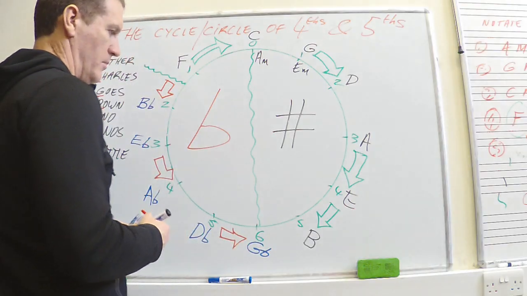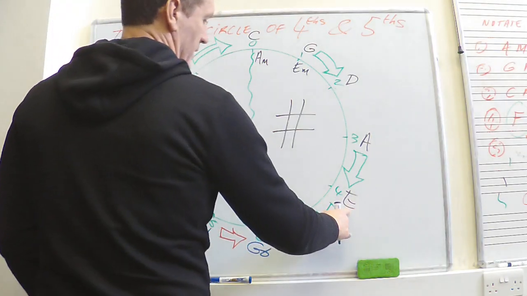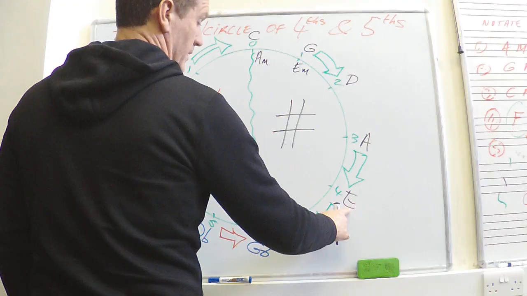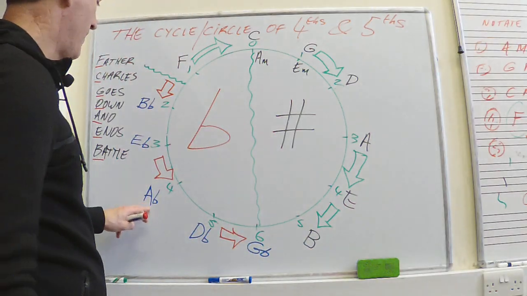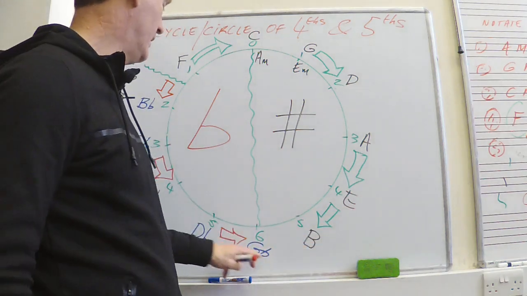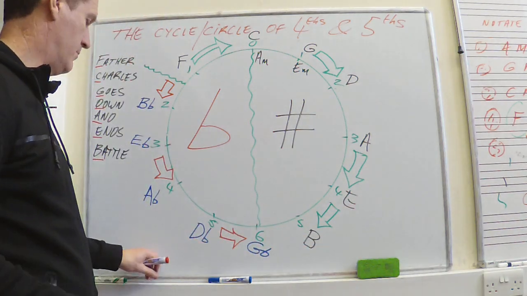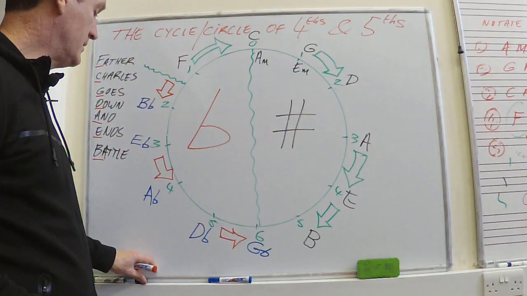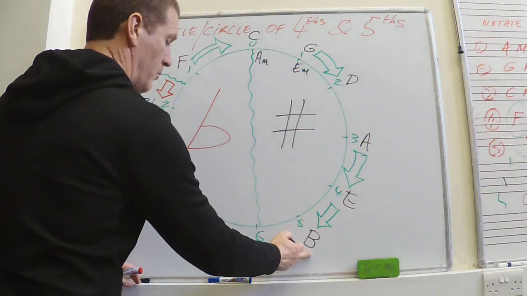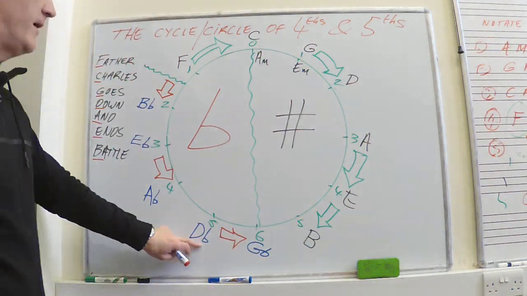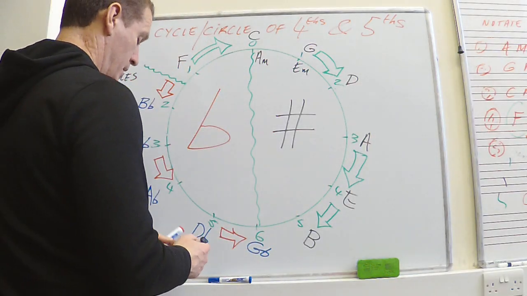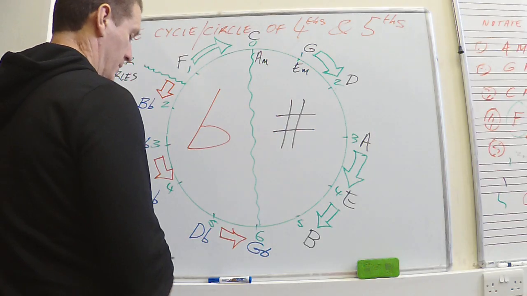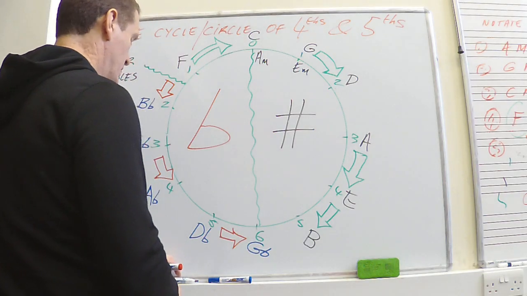So, for example, we go down here. E, I want to make an important point here. E, to find its relative minor key, we do the same thing. +1, +2, +3. And we land on D flat. You see that? E, +1, +2, +3, D flat. Now you could write down D flat minor here, but do not write down D flat minor. Write down C sharp minor.